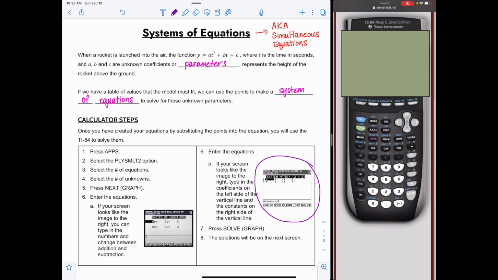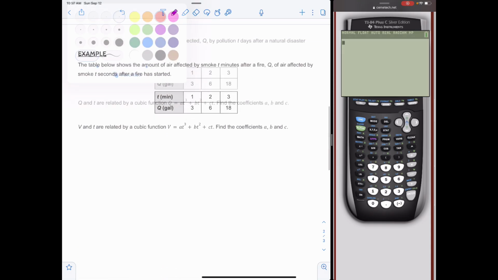Once you enter in your equations or your coefficients and constants, you are going to press solve, which means you press the graph button, and then your solutions will be on the next screen. So let's do an example together.